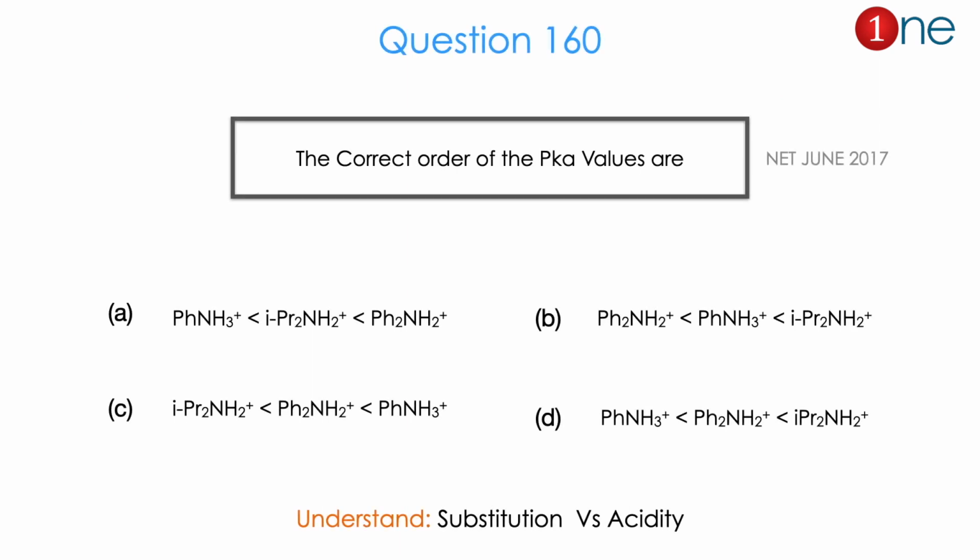Then let us see the next question. They are asking the pKa value of 3 compounds. They give PhNH3+, isopropyl NH2+, and Ph2NH2+. Basically all are ammonium ions with different substitution: phenyl, isopropyl and diphenyl. So from the question of pKa and the possible 3 structures, you might realize the question is really about substitution versus acidity. The answer is B. Let us see how.